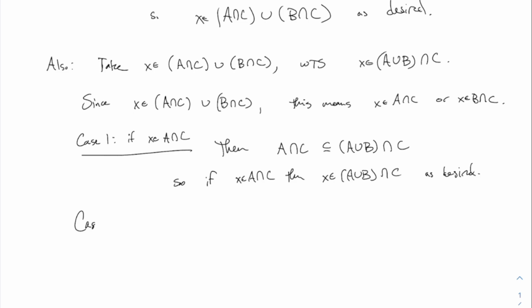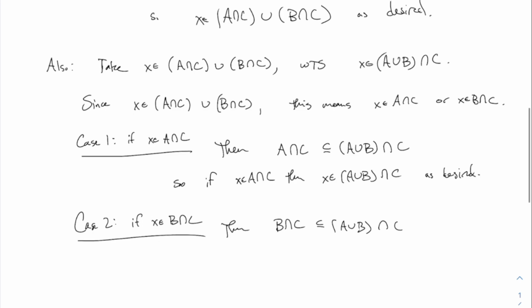So case 2, if X is in B intersects C, I'm going to say basically the same stuff. B intersects C is also a subset of A union B intersects C, because the only difference there is you throw in some extra stuff, the stuff which is in A. All right, so if X is in B intersects C, then X is in A union B intersect C. And that's really the end.